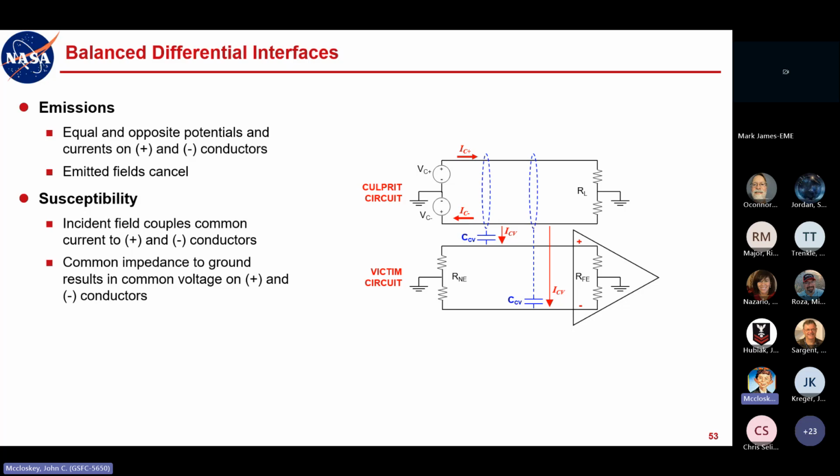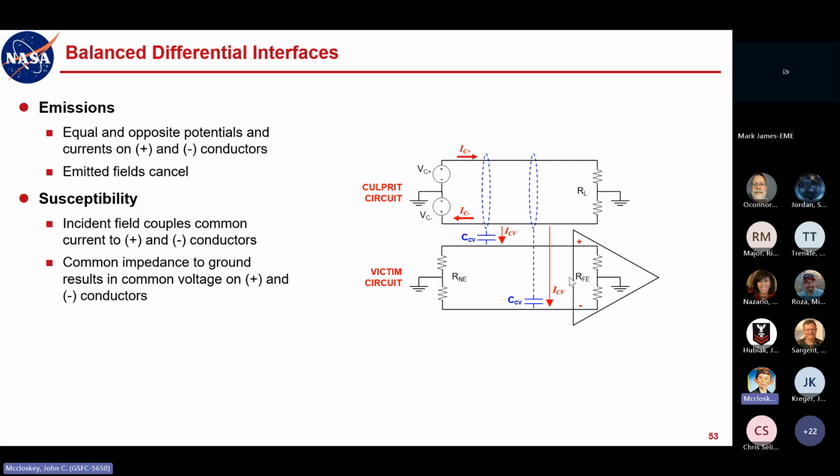From a susceptibility standpoint, then any incident field, whether I'm showing capacitive coupling here as an example, but whether it's capacitive or magnetic coupling, in principle, the same amount of energy will couple to both conductors. If you think of capacitive coupling, it's all an impedance divider. So with a balanced impedance to the reference, the same potential or the same current will couple to each conductor.